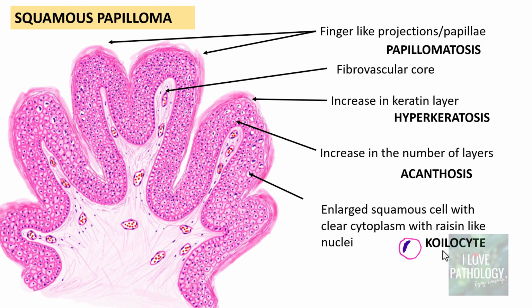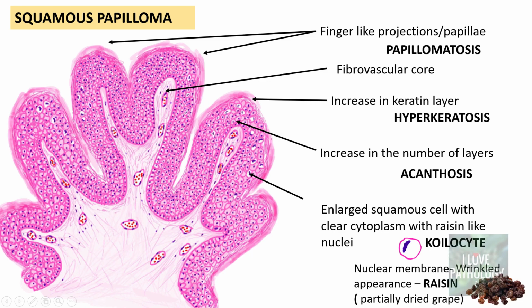And what are these koilocytes, and why are the nuclei like that? The nuclear membrane shows a wrinkled appearance, and that's why it's called raisinoid. Raisin basically means a partially dried grape. The nuclei of koilocytes look like that of a raisin because of the wrinkled appearance. Remember, koilocytes are seen in human papilloma virus induced squamous papillomas. So these are the important histopathological features of squamous papilloma. This is an illustration showing papillomatosis, hyperkeratosis, acanthosis, and you can see these koilocytes.